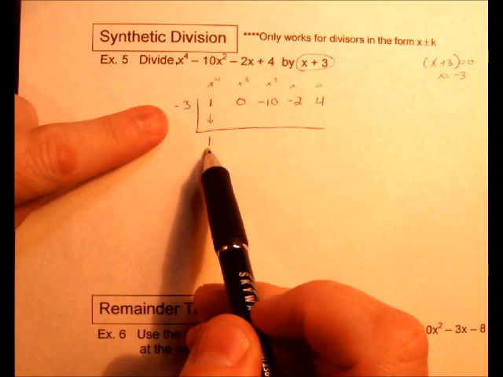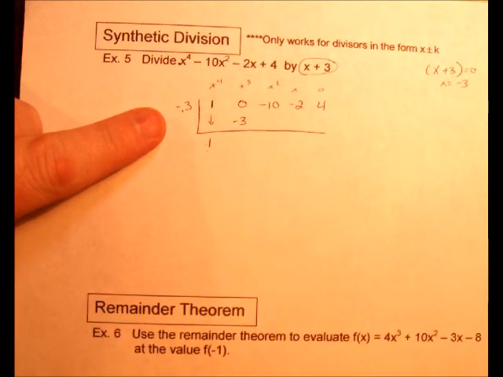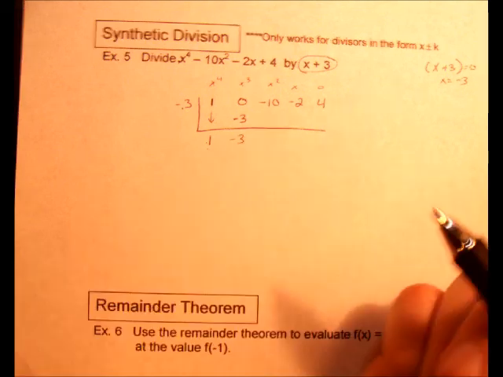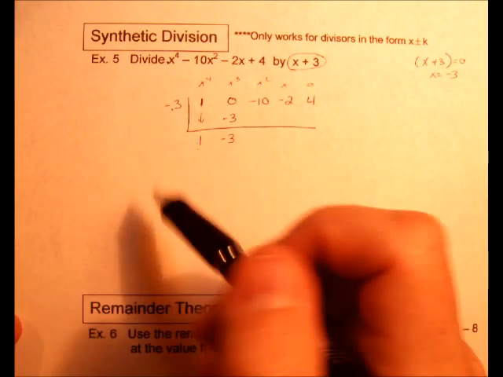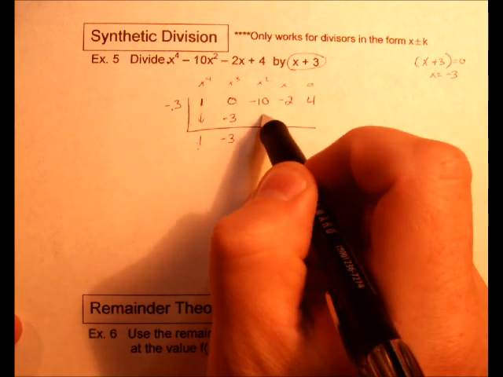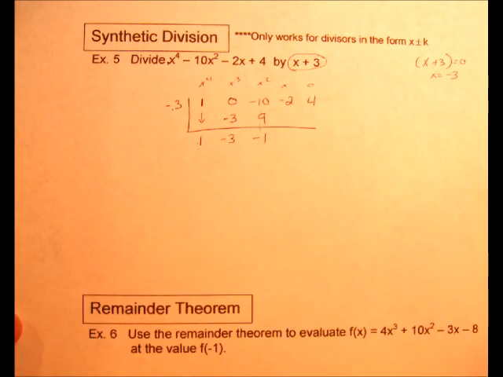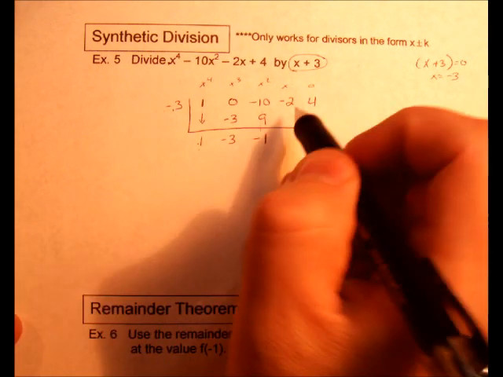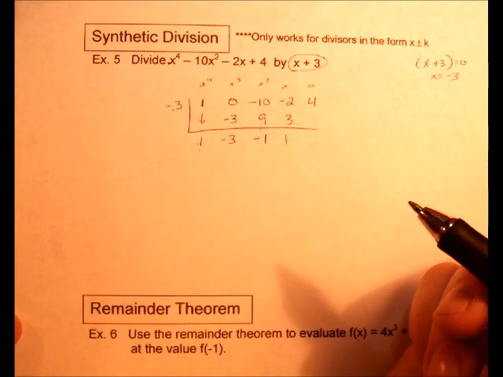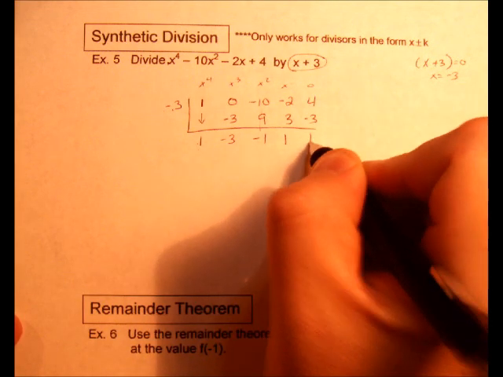Then we multiply these two numbers together. So negative 3 times 1 is a negative 3. Now we just add 0 plus negative 3, negative 3. Same thing. Multiply, add, multiply, add. So now negative 3 times a negative 3 is 9. Add them together is a negative 1. A negative 3 times a negative 1 is a positive 3. Add those together is 1. 1 times negative 3 is a negative 3. Add those together is 1.